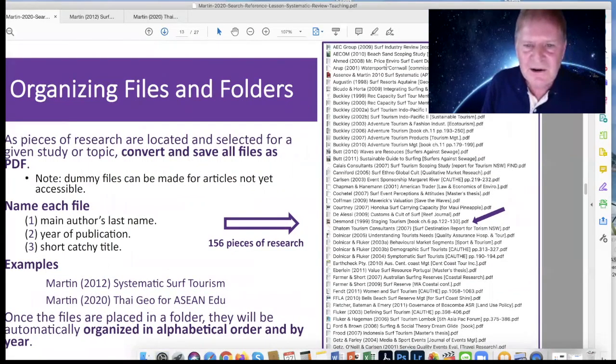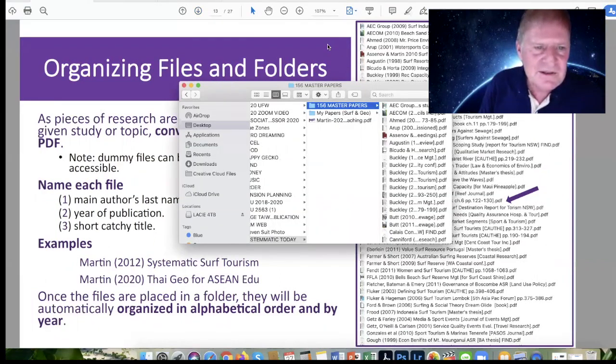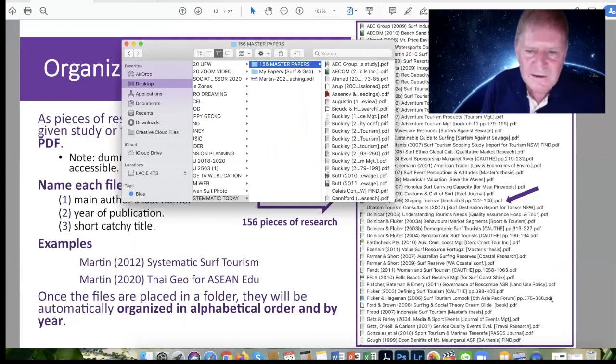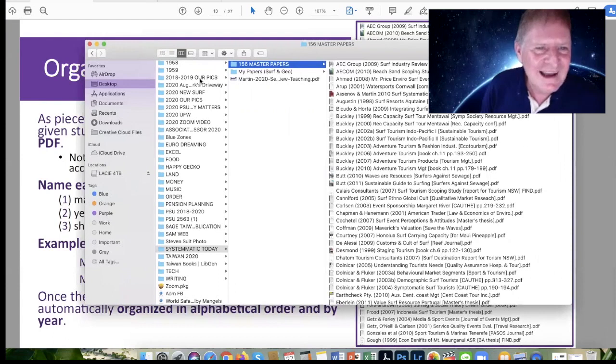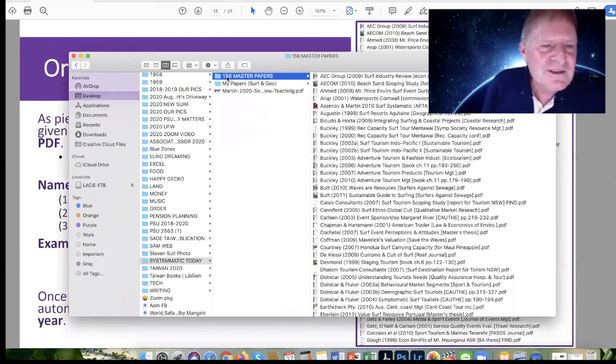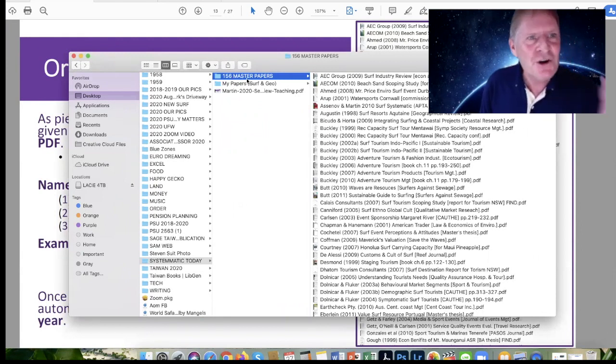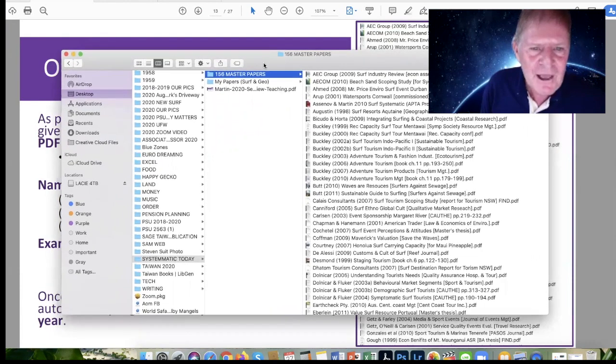So you can see here, I'm going to bring this up to the screen now, okay, if you can see this. Okay, everyone can see this one? Yes, the file, right? So you see, I have a folder and it says 156 my master papers, like my master knowledge for surfing tourism and for this particular paper. And by making each file alphabetical order to match my reference list exactly, I always know where the paper is.